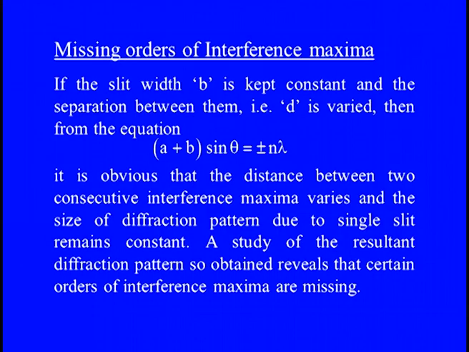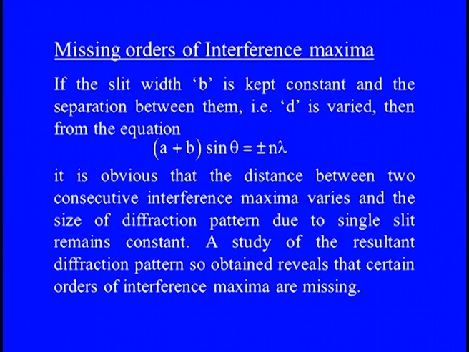Now, let us discuss the missing order of interference maxima in the double slit diffraction pattern. If the slit width b is kept constant and the separation between them, that is d, is varied, then from the equation (a plus b) sin theta is equal to plus or minus n lambda, it is obvious that the distance between two consecutive interference maxima varies and the size of the diffraction pattern due to single slit remains constant.